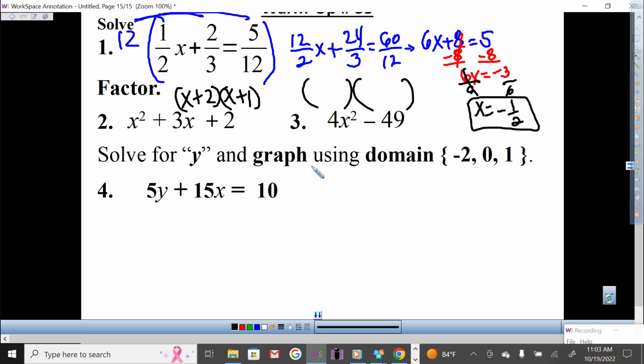Swish. Let's go. Square root and square root. Therefore, my factors are 2x plus 7, 2x minus 7. Hands if you got that? All right, good.